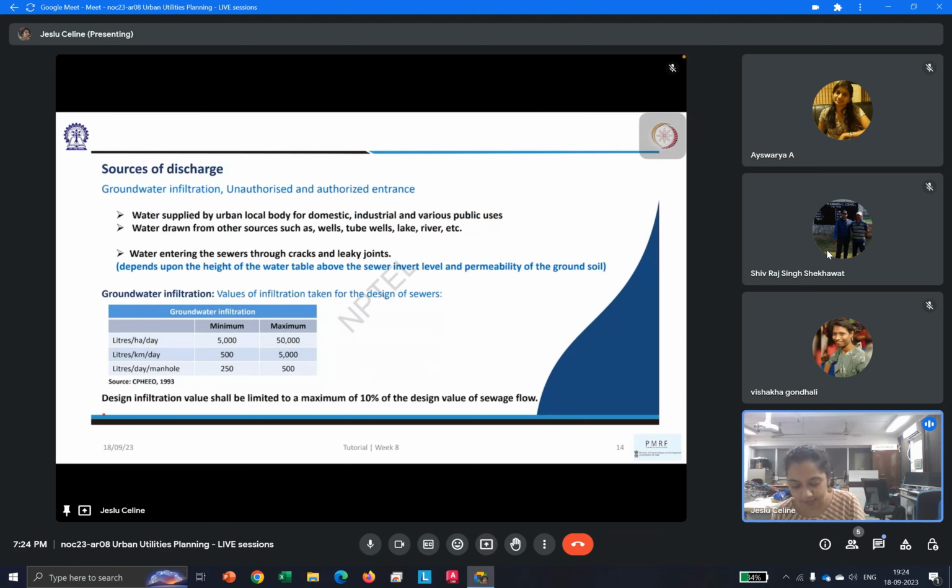And this design infiltration value is limited to a maximum of 10% of design sewage flow. So this is a standard which we always follow. We always take 10%. Otherwise, for ground fault or infiltration, we have maximum and minimum values, and certain guides are also given. But on the safe side, this 10% rule is always followed while designing. Any doubts in this?